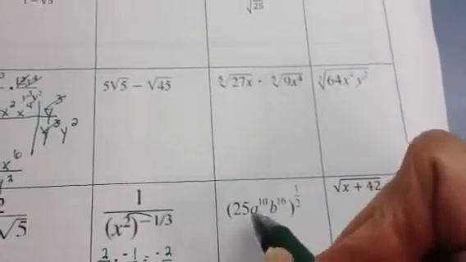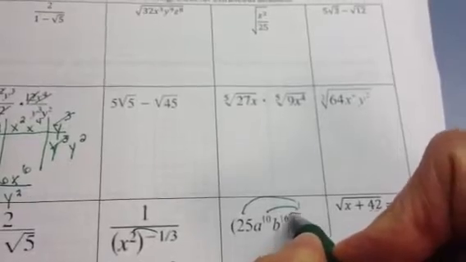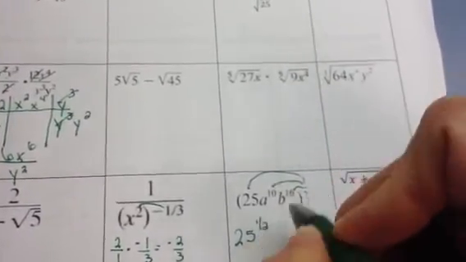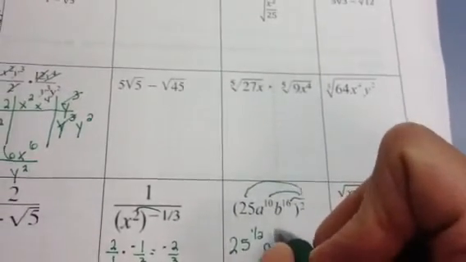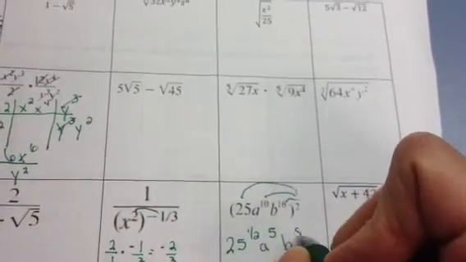So the first thing is I see parentheses. I'm going to distribute that 1/2 to each thing, the 25, the a, the b. So this becomes 25 to the 1/2. And then I'm going to be multiplying the half with 10. So it's just half of 10, which is 5. And I'll be taking half of 16, which is 8.